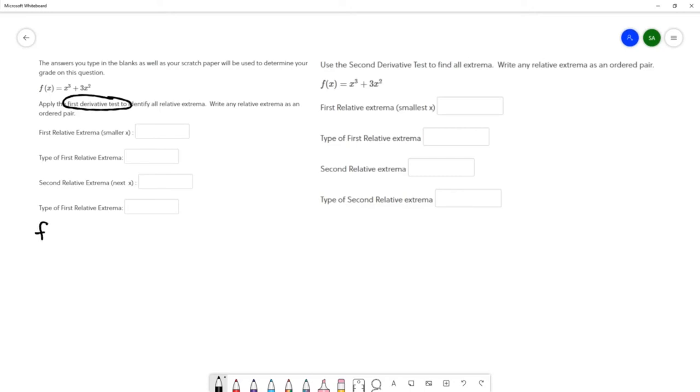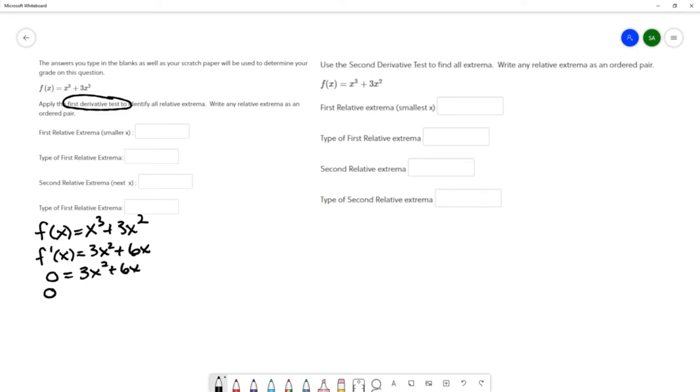We have our function f of x equals x cubed plus 3x squared. And the critical numbers are when the derivative is equal to 0 or undefined. So we need to calculate the derivative, which is 3x squared plus 6x. And we're going to set that derivative equal to 0.